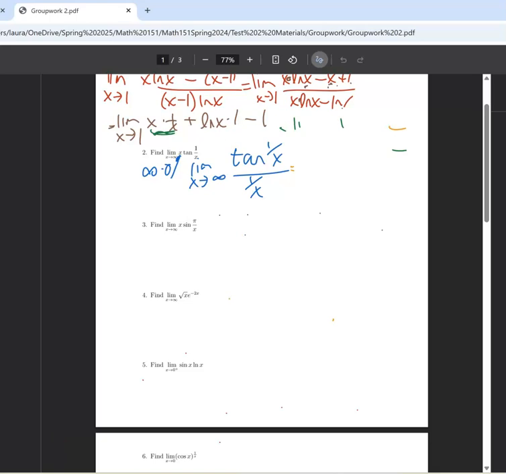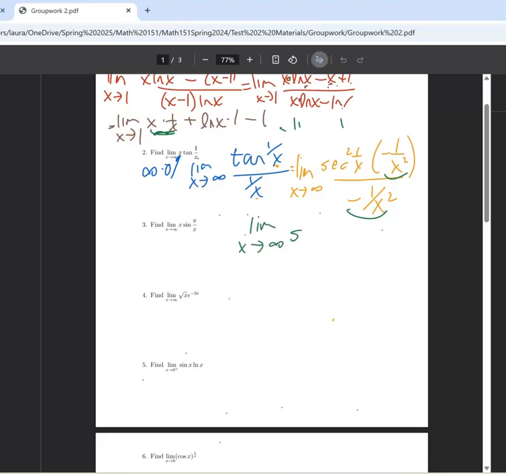Move x to the denominator as 1 over x. Check it. If I get tangent of 0, which is 0, over 1 over infinity, which is 0. Yes, it's L'Hopital ready. So I'd get secant squared of 1 over x, and then a negative 1 over x squared over a negative 1 over x squared. Well, that's pretty beautiful. Those things just go right away, canceling.